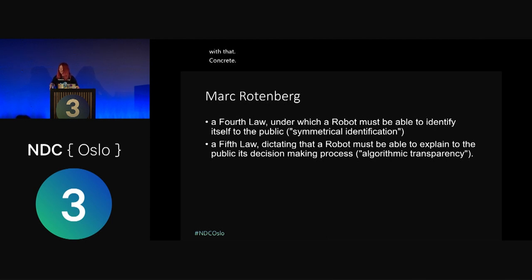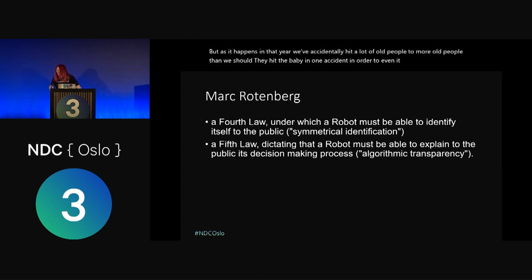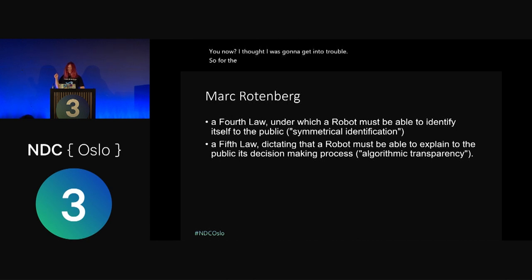If the rules in the country are we should hit the old person before the baby, but as it happens in that year, we accidentally hit a lot of old people, more than we wanted to, should they hit the baby in one accident in order to even it up for that year? Oh, you see now, I thought I was going to get into trouble. Yeah, so for the recording, he's asking, if we have hit more old people than seems publicly acceptable in a year, should we aim the cars towards the babies to try and even out the statistic?